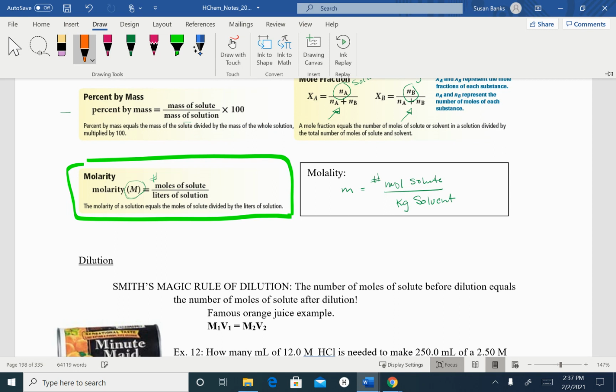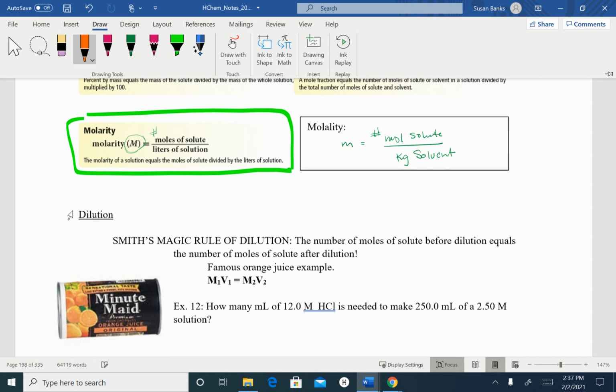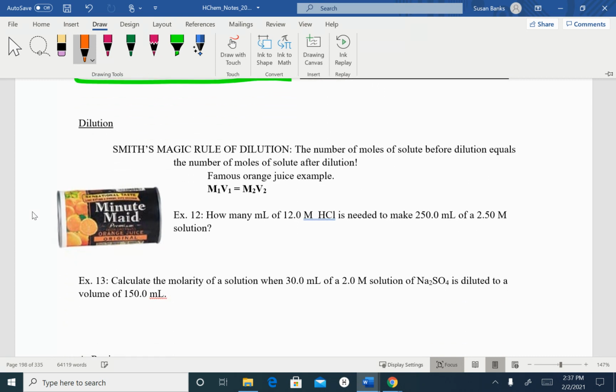Okay, so we're going to talk about dilution. Lots of times when I am in the chemistry lab, I will have a stock of some kind of solution and I need to dilute it into something that is a little bit weaker. Okay, so this is called Smith's magic rule of dilution, and this is in honor of Mr. Smith, who was the first chemistry teacher at Cottonwood High School. So he's taught all of us through the line of all the chemistry teachers that I have been mentored by. And so we named this after him. So he was the originator of this.